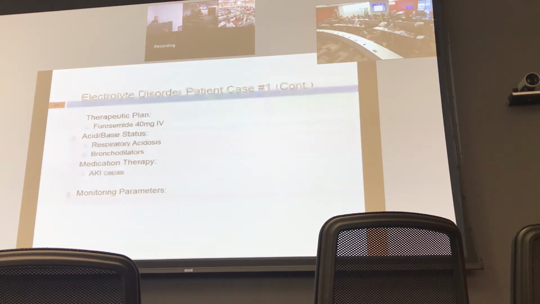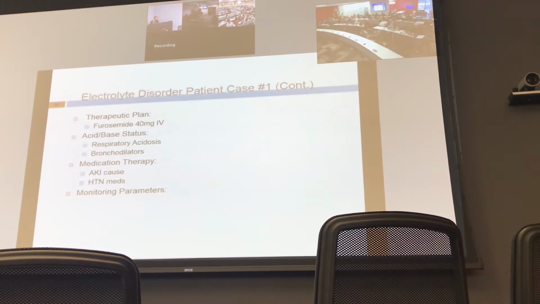So what's the cause of the AKI? So we need to address that. And then the hypertension meds, namely the lisinopril, increases your risk of hyperkalemia. And certainly hydrochlorothiazide could potentially be increased if this is a perpetual issue. The lisinopril also increases the risk of acute kidney injury. So although it probably is not the inciting cause, it certainly could have been a cause that worsened it.